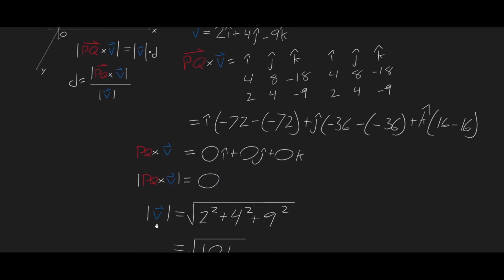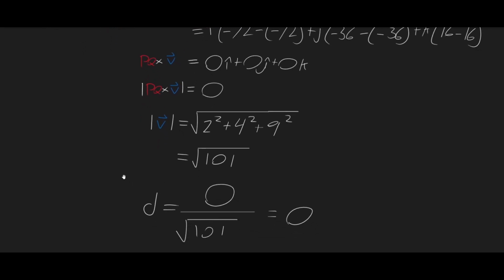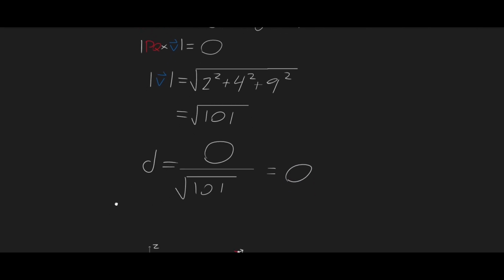And the magnitude of v, we did this last time as well, it's going to be the square root of 101. So when we calculate, the distance is going to equal 0 divided by the square root of 101, and that's just 0. Now, what this means is that because the distance is 0, this point actually lies on the line. So it is part of the line.